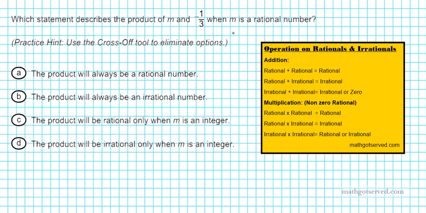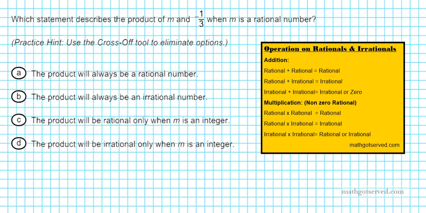Now, before we solve this problem, let's take a look at this table right here that gives us an idea as to what result we should expect when we're carrying out operations on rational and irrational numbers. Whenever you're adding, if you add two rationals, you always end up with a rational number. A rational and an irrational number, the sum is irrational. And whenever you're adding two irrational numbers, you get an irrational answer or zero in the case where they're opposites of one another.